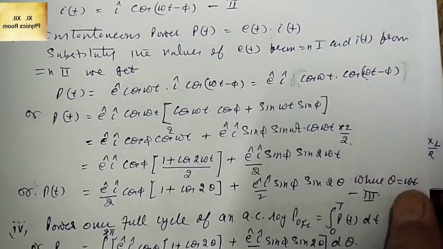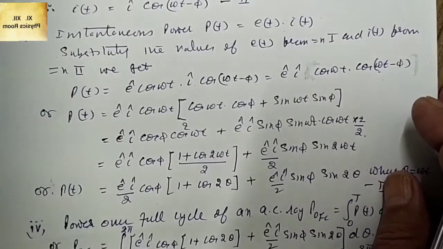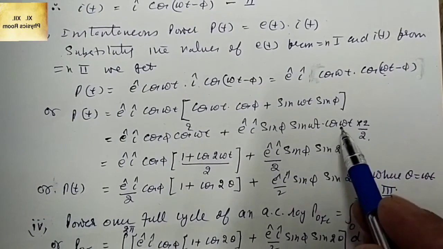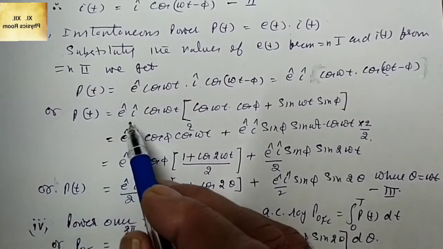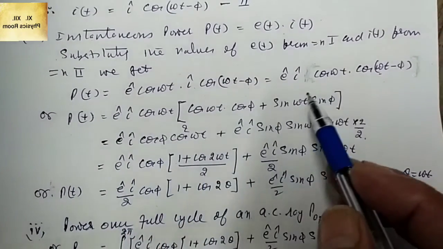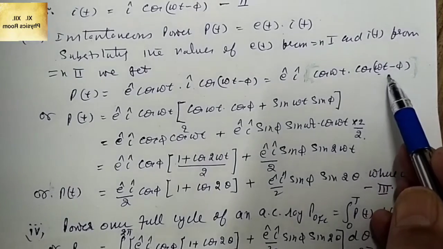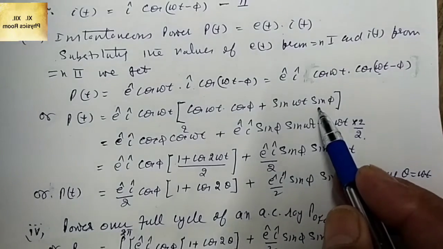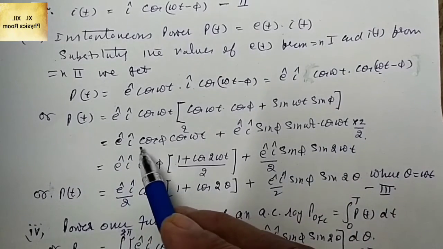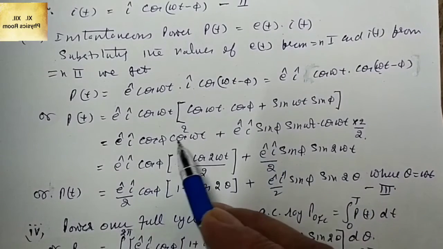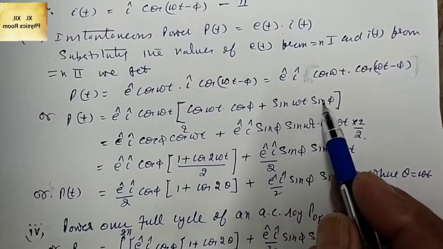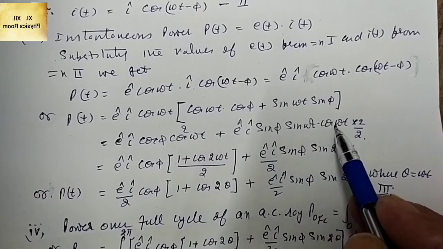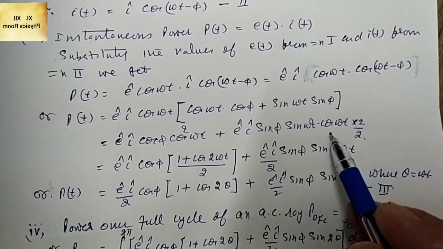Now we have to evaluate it. Or p(t) is equal to E max I max cos omega t. We open this cos (omega t minus phi): cos omega t cos phi plus sin omega t sin phi. Or E max I max cos phi cos square omega t plus E max I max sin phi sin omega t cos omega t.